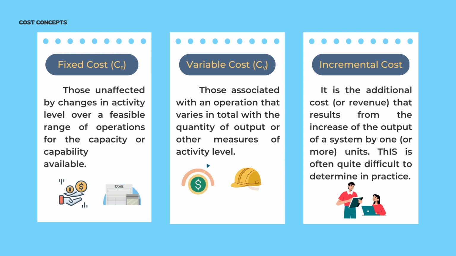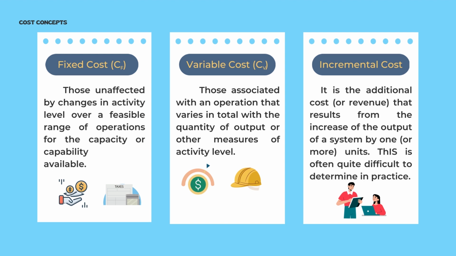Next, we have the variable cost or CV. Those associated with an operation that varies in total with the quantity of output or other measures of activity level. Examples are the cost of materials and labor used in a product or service.